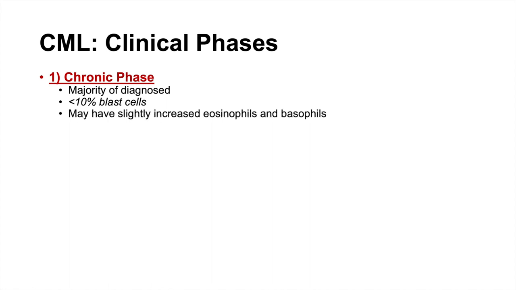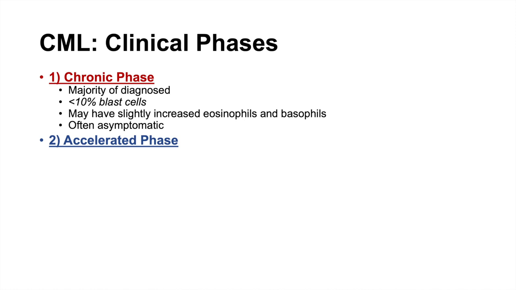So CML presents in about 3 different clinical phases. The first one is what we call chronic phase, and chronic phase is where the majority of individuals are diagnosed, around 80 to 85%. This is when they present with less than 10% blast cells. They may have slightly increased eosinophils and basophils at this stage, but generally this stage is often asymptomatic.